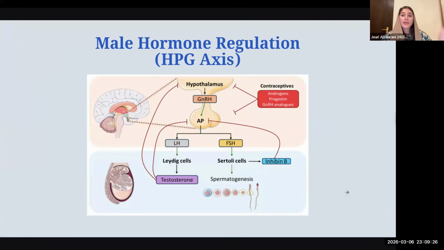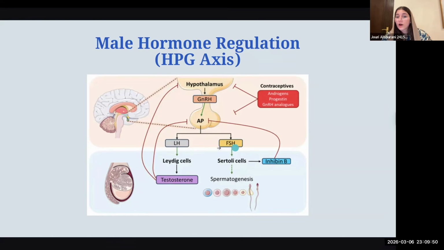So we can see this all here, okay? We have the hypothalamus, it's releasing GnRH. This GnRH acts on the anterior pituitary to release LH and FSH. LH will go and act on the Leydig cells, and it produces testosterone. This testosterone will go back and it will have a negative feedback on the pituitary and hypothalamus. They'll stop releasing LH and GnRH.